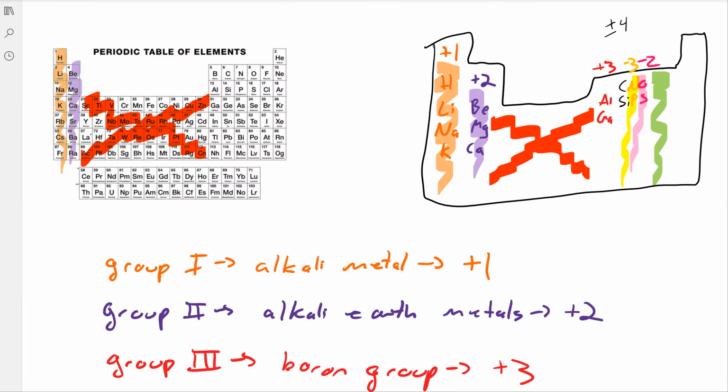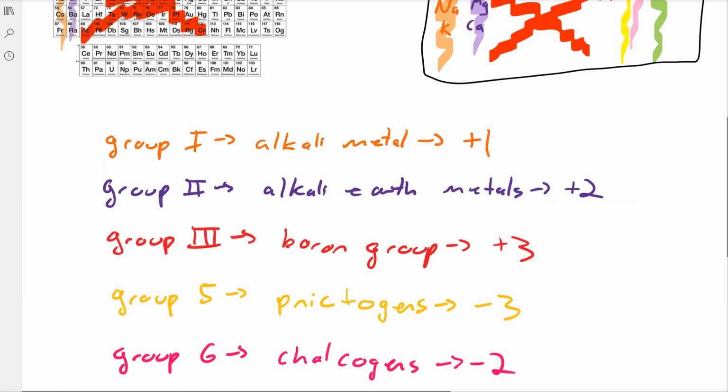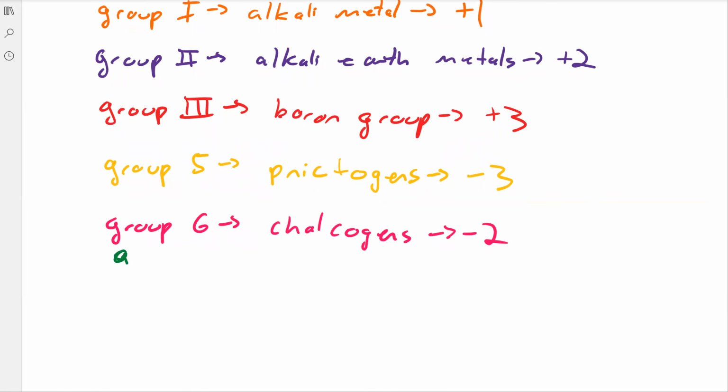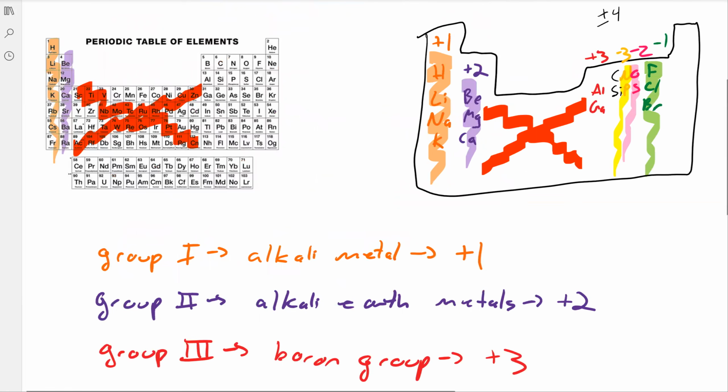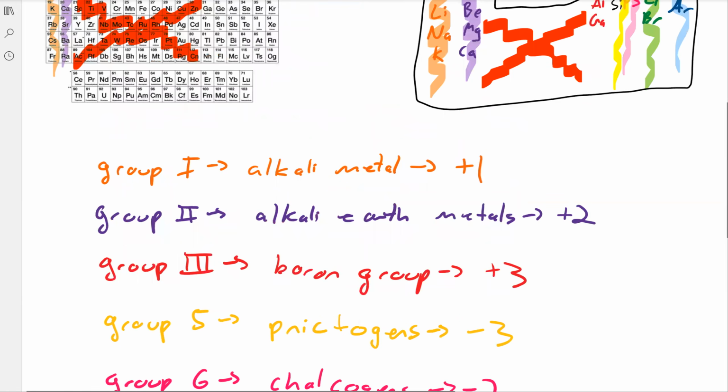After that, we've got our halogens. So that's our fluorine, chlorine, bromine, iodine, and so on and so forth. They almost always have a charge of -1. So that's group 7, halogens, -1. And then finally, we've got this last group right here, group 8, with our helium, neon, argon, so on and so forth. And these generally are neutral. They generally do not have a charge.